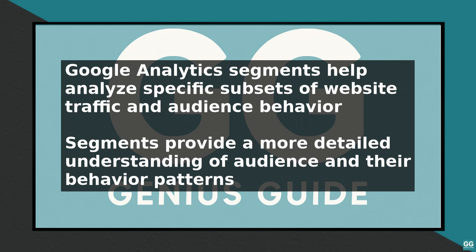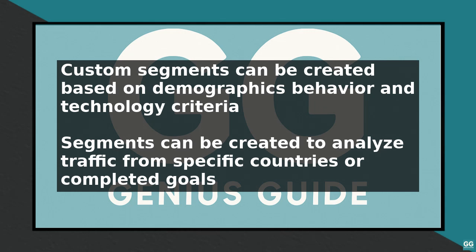To start, navigate to the Google Analytics dashboard and click on the Reports tab. In the Reports tab, you will see a section called Segments, where you can find pre-built segments such as all users, new users, and returning users. You can also create your own custom segments based on various criteria such as demographics, behavior, and technology.